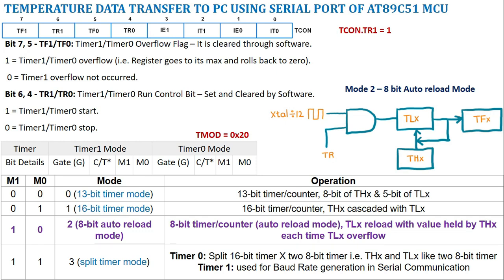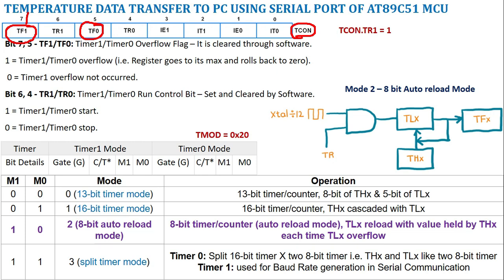There are a few more registers which we need to configure, where I have this TCON register, the timer control register, where this TF1 is going to indicate the flag for timer 1. Whenever the timer 1 overflows, this flag will be set. If the timer 1 is not overflowing, then this flag will be 0. In the same way for timer 0, we have this flag.